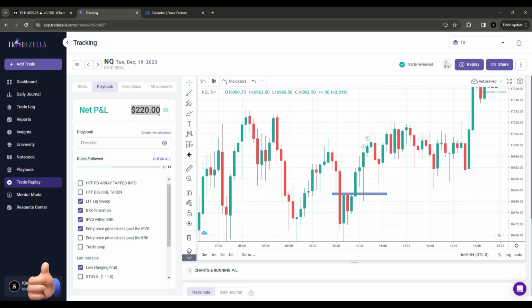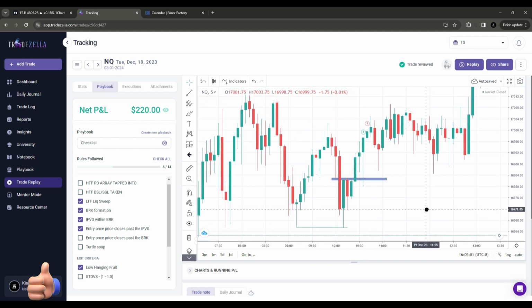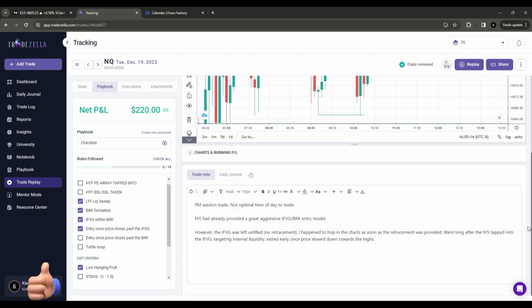220 for Tuesday plus the 10, so 230 on a Tuesday doesn't sound too bad. Now, that was Tuesday's trading session. So you guys can go ahead and pause right here, read the journal, the trade note, and we can go ahead and move on to our next trade.